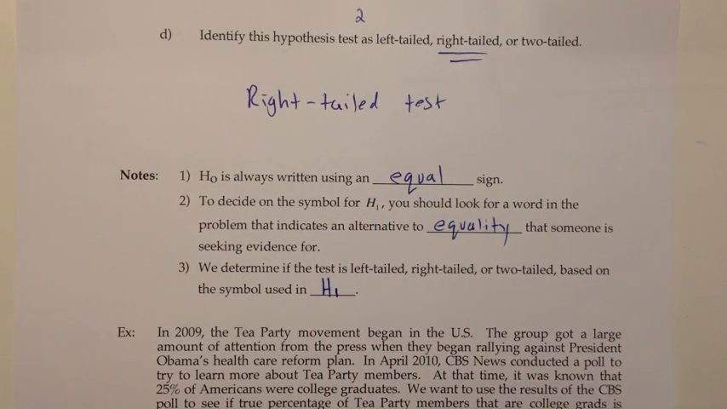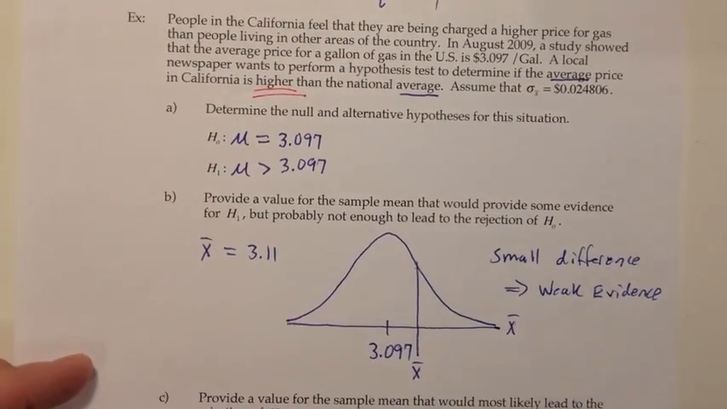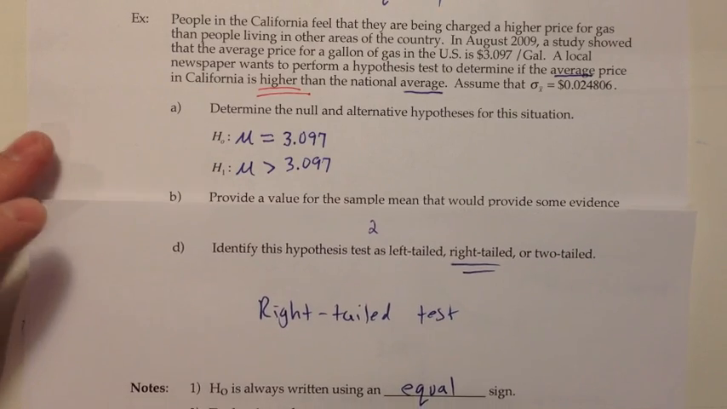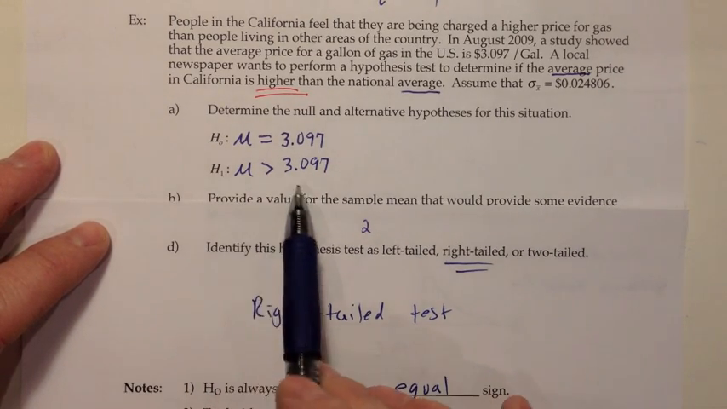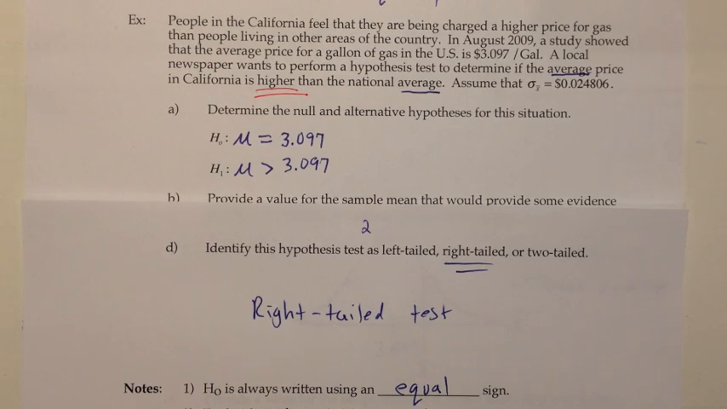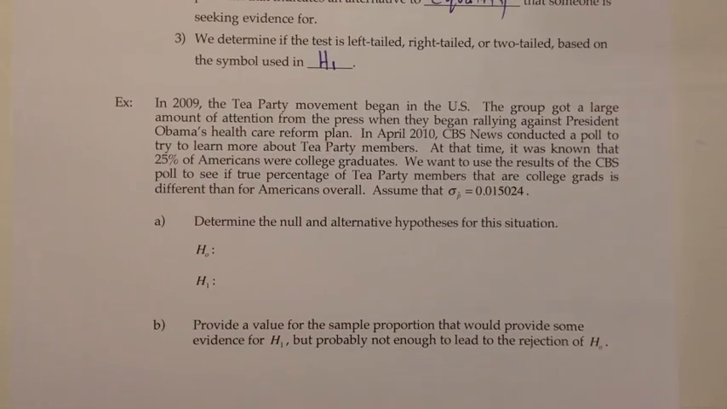So just to remind you of how we did that on the last one. Because the symbol was a greater than, I ended up saying that it was a right-tailed test. So you can always quickly know whether it's left-tailed, right-tailed, or two-tailed just by looking at the symbol that's in H1, and we'll see that as we continue to go through our examples. Alright, so let's go ahead and look at another one.